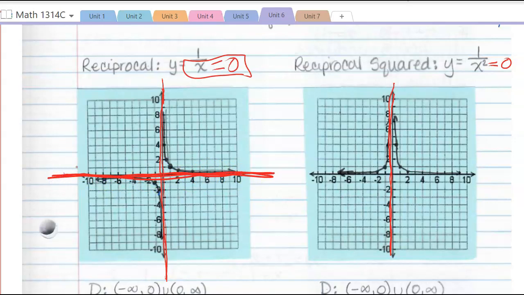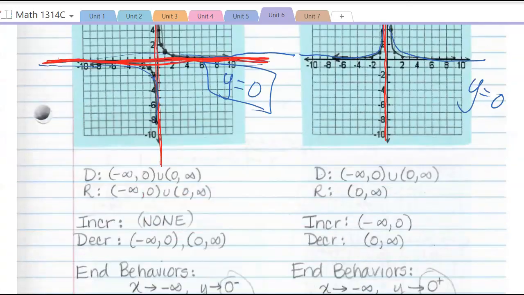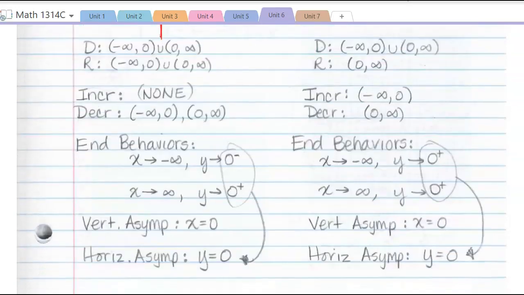As the x values are going to negative infinity, the y values are getting closer and closer to 0 on this end. And it's getting closer and closer to 0 here, so that horizontal asymptote is going to be the value when y is equal to 0. It's the x-axis. And we'll see the same thing over here with reciprocal squared. The y values at the end behaviors are going towards 0 as well, so the y value is equal to 0. So let's come back down here, and we can see that we have vertical asymptotes and horizontal asymptotes.